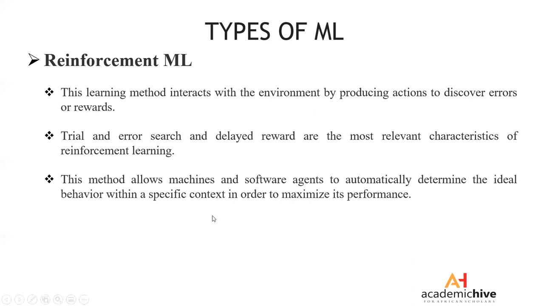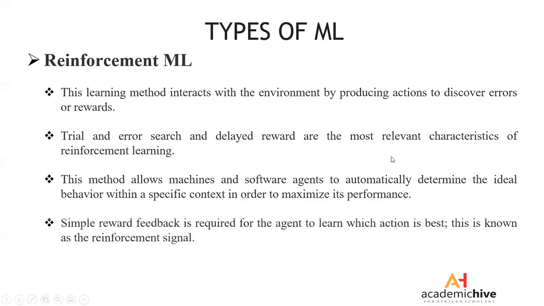So this method allows machines and software agents to automatically determine the ideal behavior within a specific context in order to maximize its performance. Simple reward feedback is required for the agent to learn which action is best. This is known as the reinforcement signal.